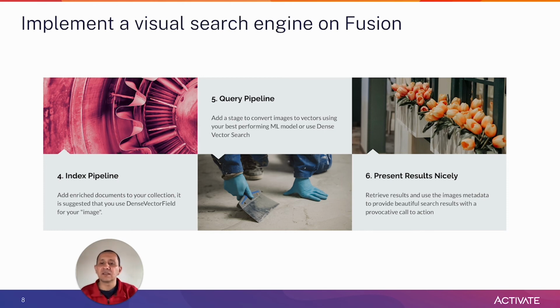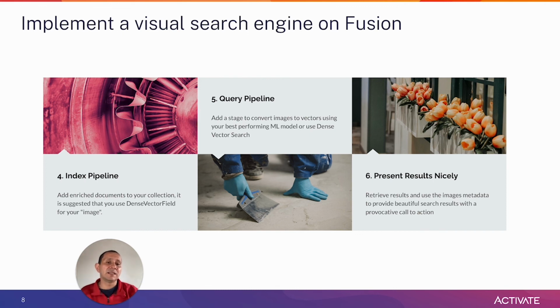Working on your index pipeline means that you add those enriched documents into your own collection. I suggest that you use the dense vector field to store your image. And then you will start working on the query pipeline. You should at least add one stage in order to convert the images that the users are sending as part of the query into the vectors that we have talked about. And you can use the dense vector search that is native to Solr in order to do that.